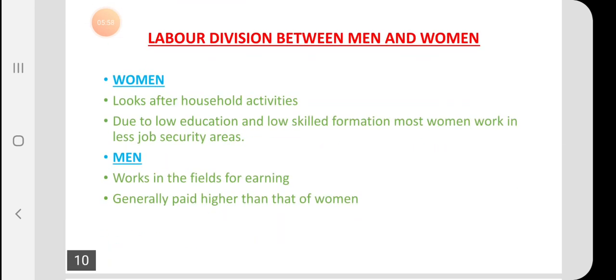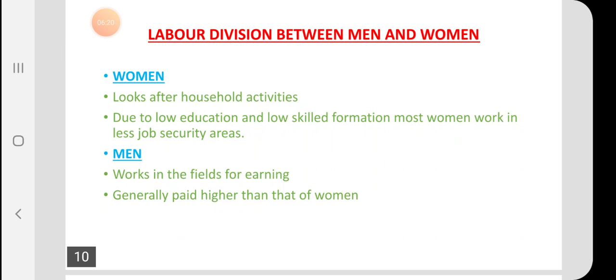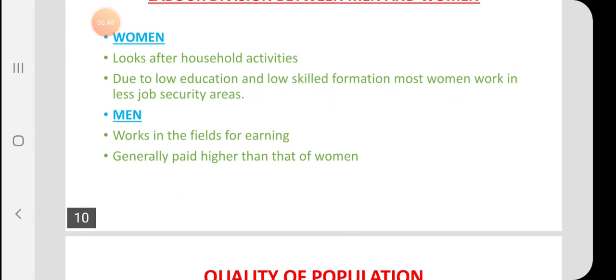Now, you will find that activities are being divided between men and women, especially in the Indian context. Women generally look after household activities. That is, non-market activities are generally looked after by women in India. And sometimes you will find that because of low education and low skill formation, most women are working in areas with less job security, and they are also paid less compared to men. Men generally work in the fields for earning purposes, and they are generally paid higher than women. That is happening in our Indian society.